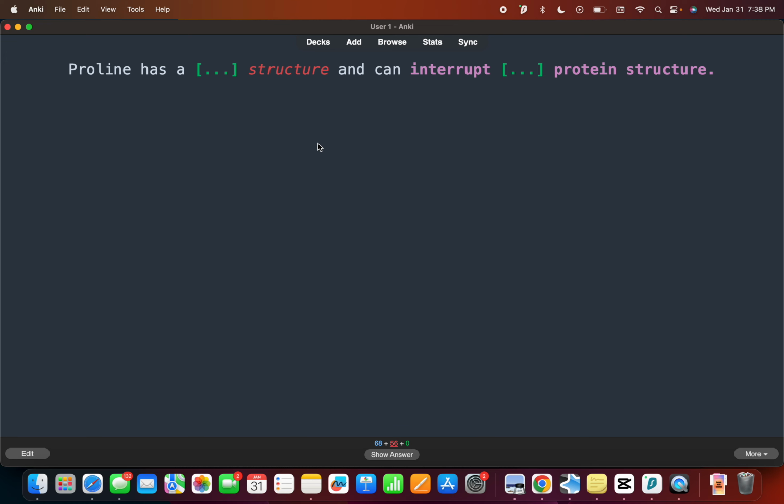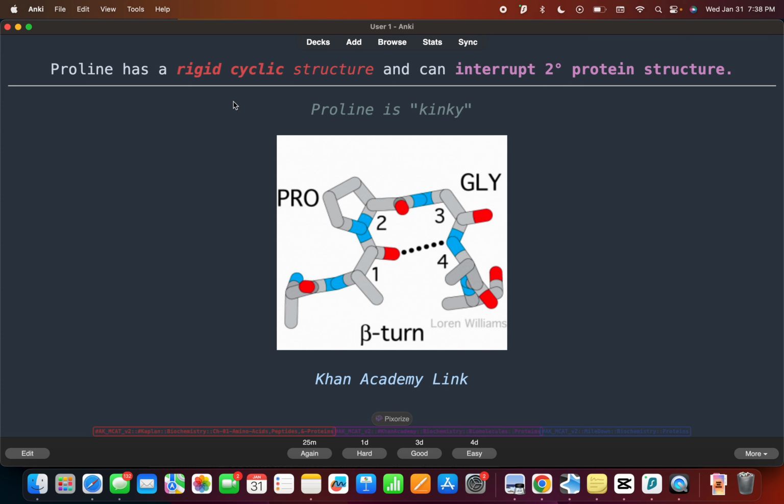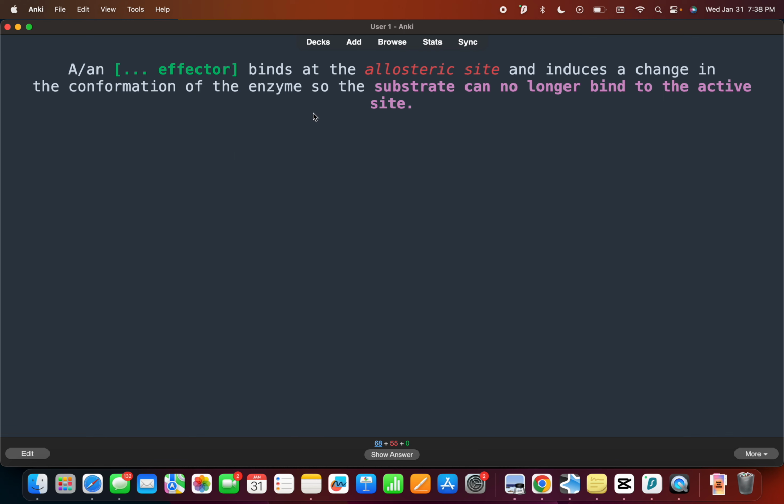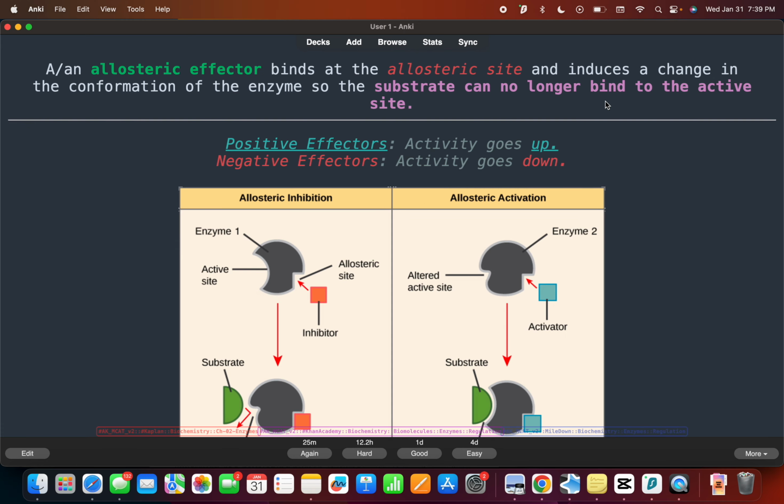Proline has a what structure? Rigid cyclic structure and can interrupt secondary protein structures. Rigid cyclic. Nice. What effector binds at the allosteric site and induces a change in the conformation of the enzyme so the substrate can no longer bind to the active site? This should be the non-competitive allosteric effector. Non-competitive in this, right? Positive effectors, activity goes up, and negative effectors, activity goes down.